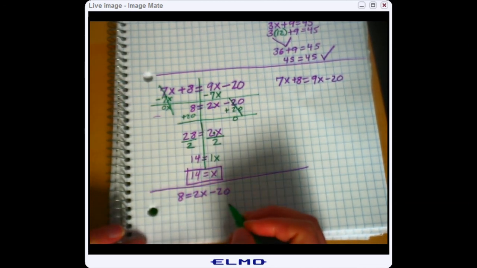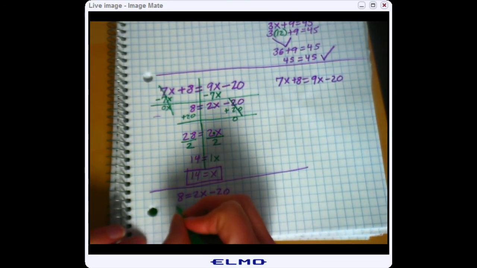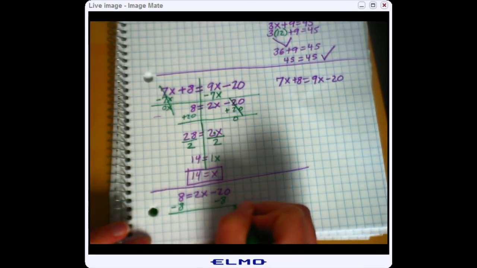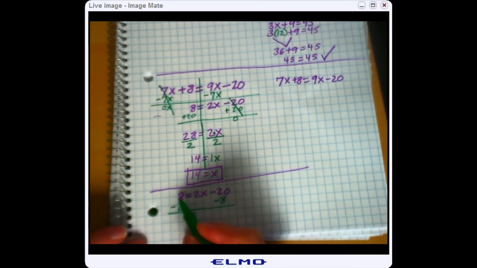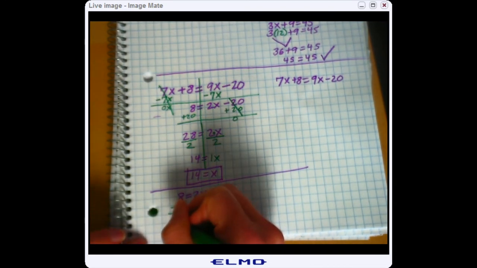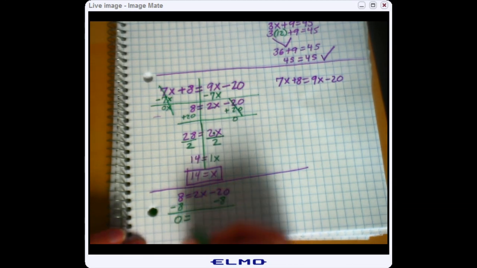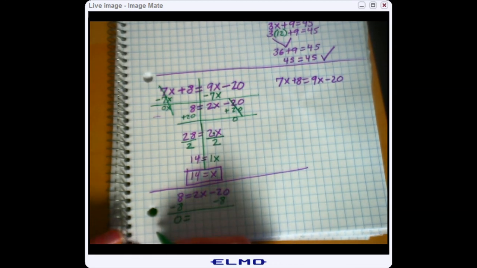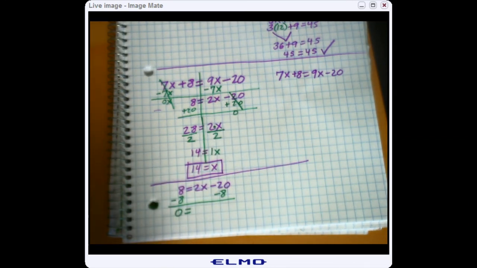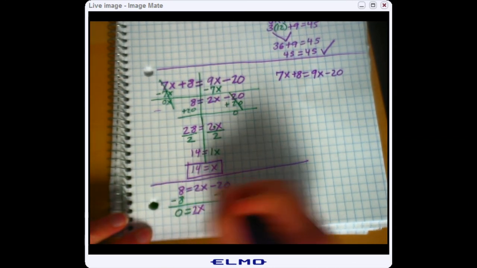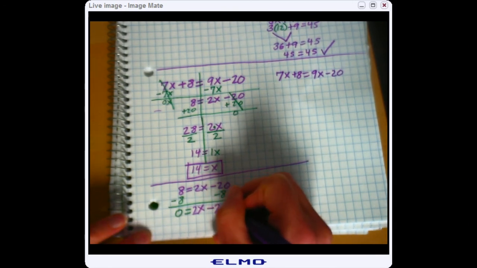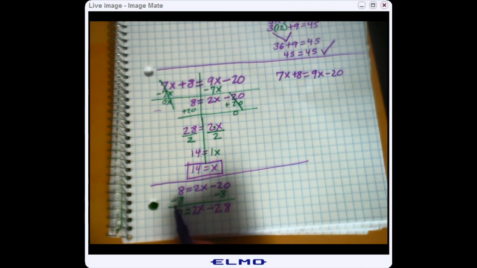I see a lot of people, instead of adding 20 like I did here, decide they're going to subtract 8 from both sides. There's absolutely nothing wrong with doing that. 8 minus 8 gives me 0. I just can't lose that 0, because it's the whole other side of my equal sign. It can't disappear. I still have my 2x, and then I have negative 28 minus 8, and that's going to give me negative 28. So there's nothing wrong with doing that.